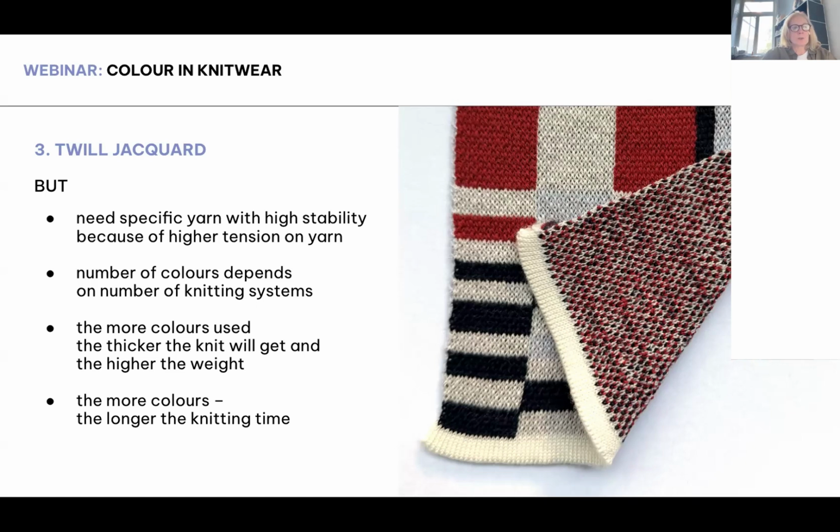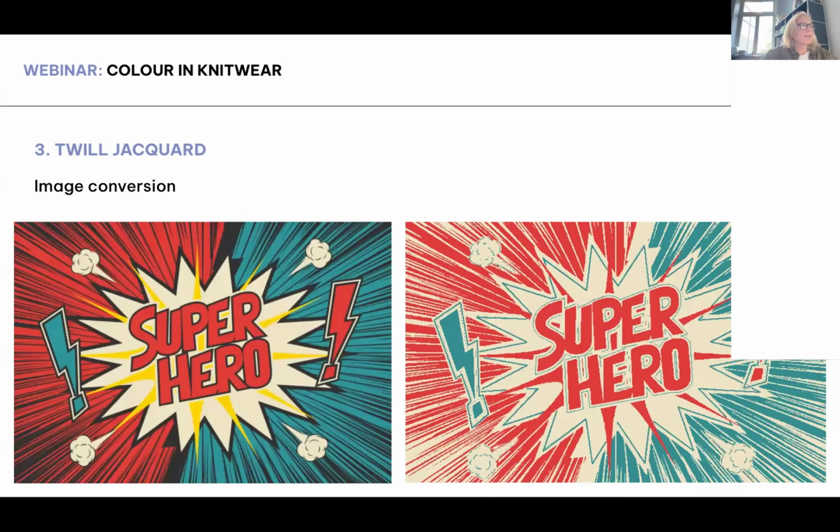The more colors you use at the same time, the heavier the garment becomes and the thicker it becomes. Also in weight, this type of knitting structure uses a lot of yarn because you knit everything in the back at the same time, although you don't really need it. Yeah, the more colors, the longer the knitting time. I talked about it.